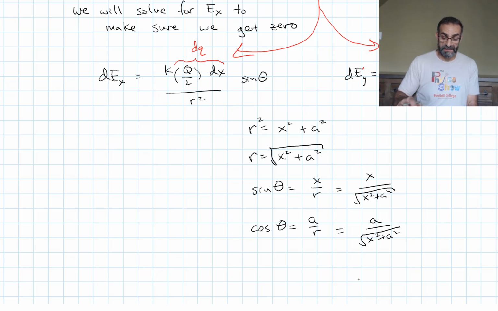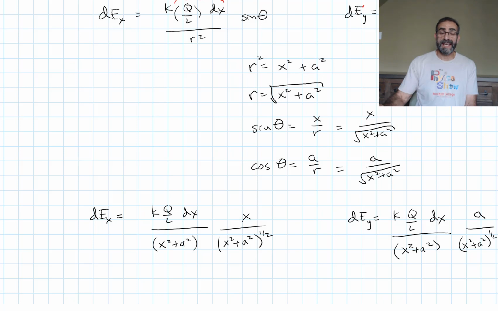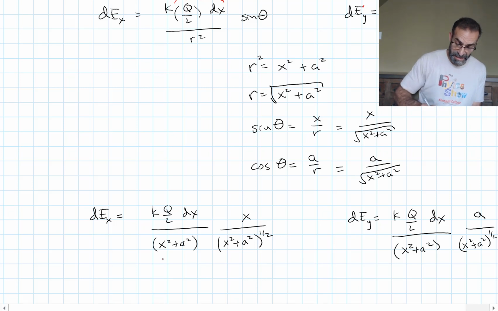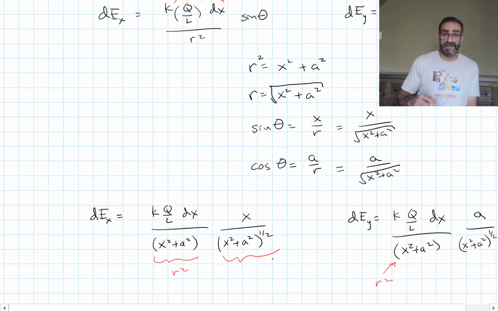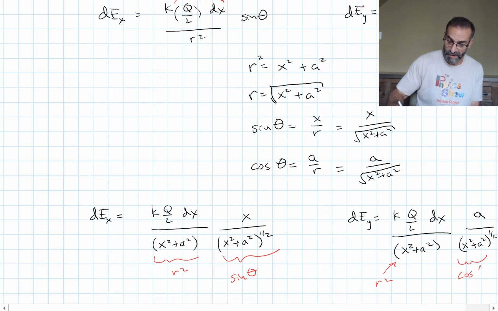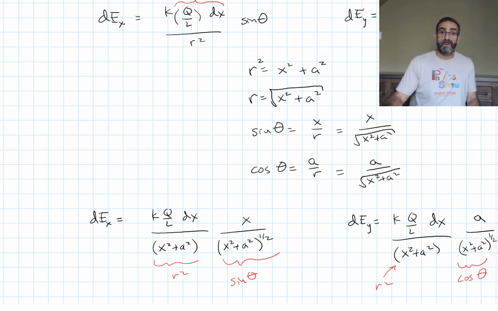So we have everything in terms of x's and our dx. I've gone ahead and plugged in my sine and cosine and my r. So you can see that this x squared plus a squared is just r squared. And this whole term over here, x over the square root of x squared plus a squared, that's my sine of theta. And this one is my cosine theta.